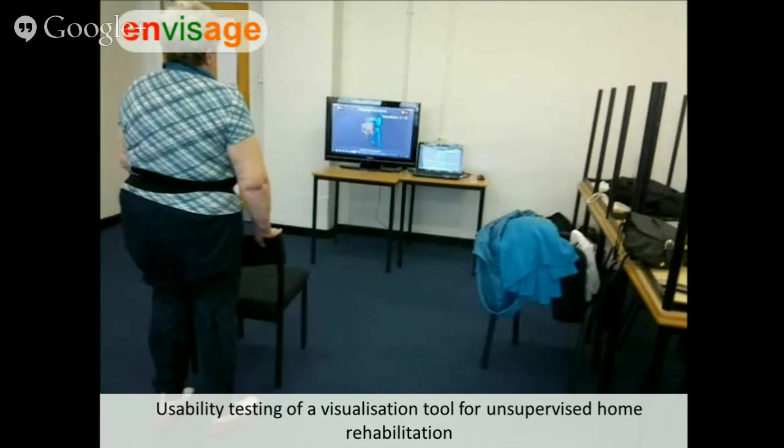We practiced what the scenario might look like in their home. So this lady's wearing some IMU boxes which are measuring her joint movements and getting on the screen a visualization of her movement as she conducts it. And this is the system we used in the home.